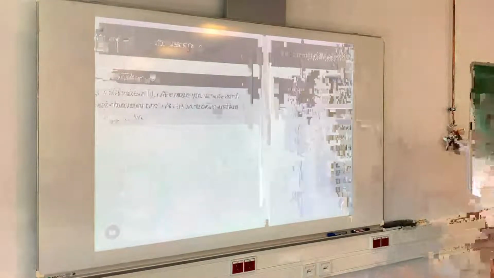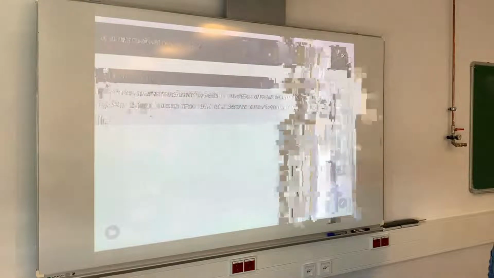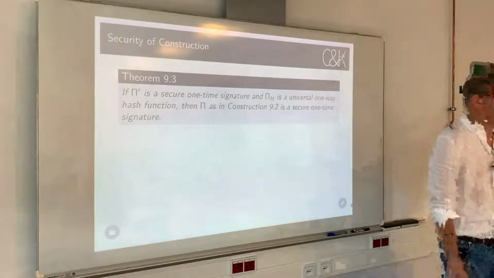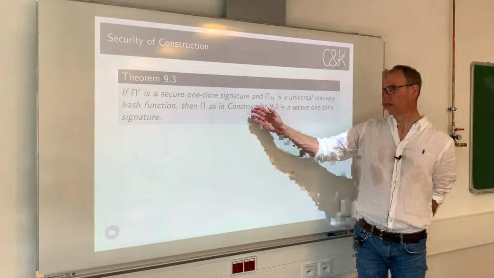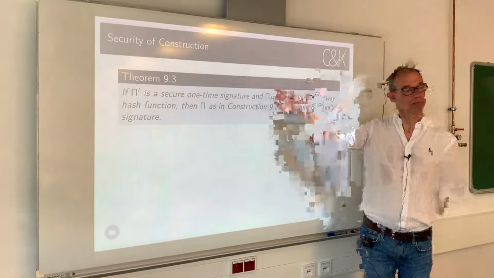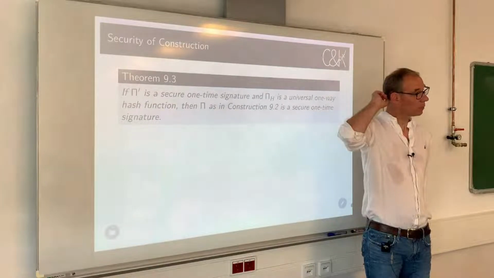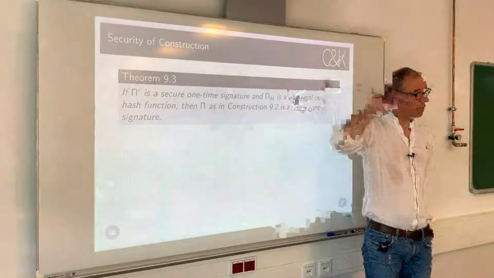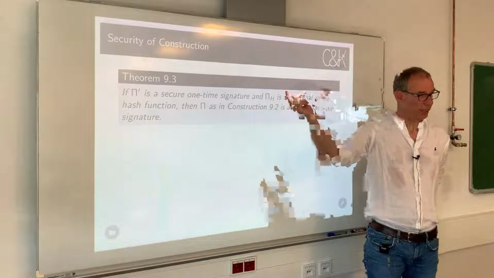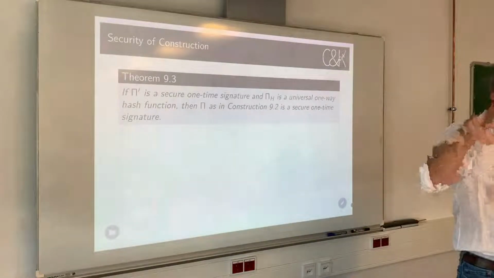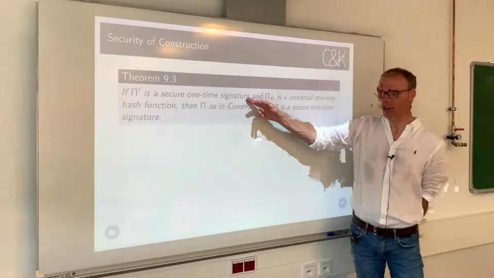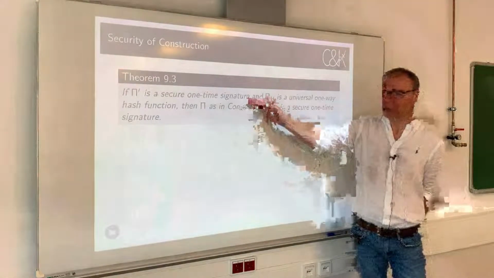And if Pi prime is a secure signature scheme, then it's also a secure signature scheme.